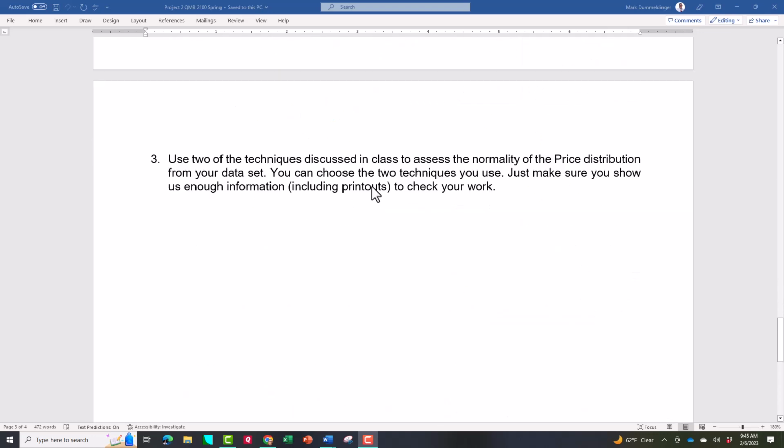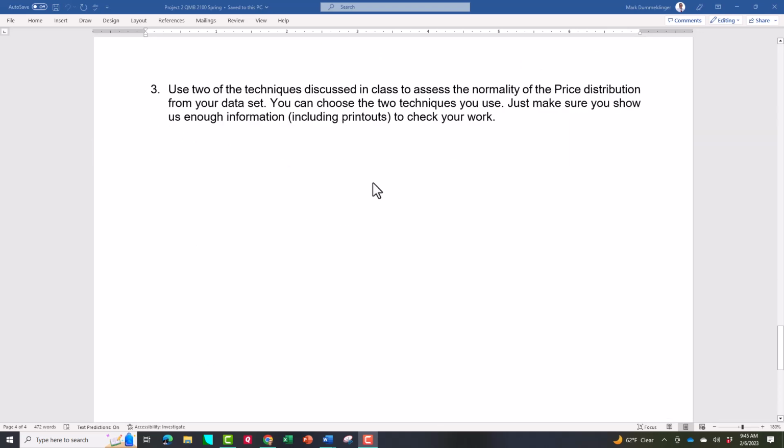And then there's one topic at the end of chapter 4 in the text where I talk about how do we know if we have a normal distribution or not? How do you assess normality? And I've talked about 4 different techniques for assessing the normality of a distribution. I want you to do this for the price variable. I want you to use 2 of those techniques, and you can use any 2 you want.